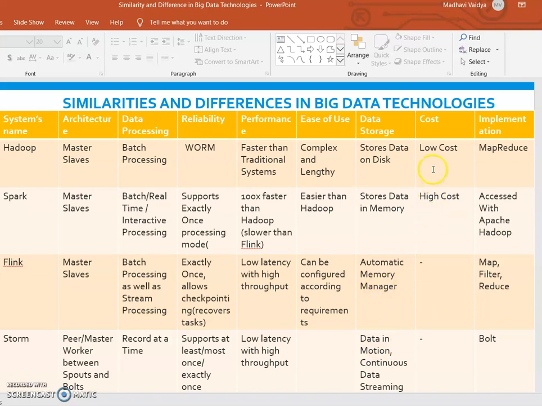Here, Hadoop is low cost and Spark is high cost. Obviously, I didn't come to know about Flink and Storm, so I felt not to write it down over here. You can suggest to me. In Hadoop, there is MapReduce. In case of Spark, there is access with Apache Hadoop. In case of Flink, there is map, filter, and reduce. And in case of Storm, there is a bolt.